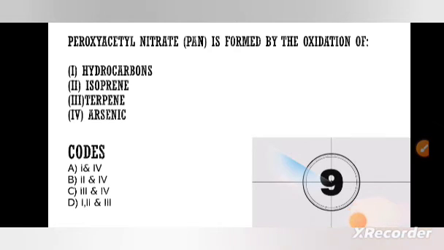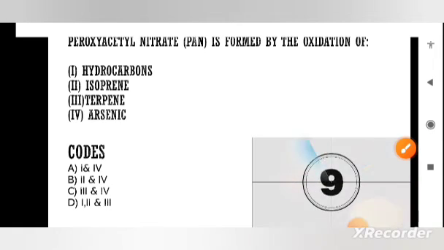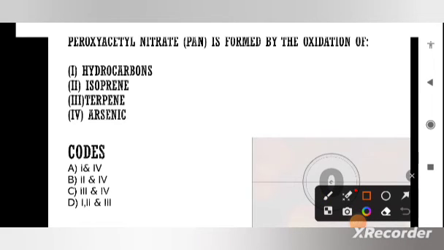Next question is, PAN is formed by the oxidation of which of the following? So here, as we know that peroxyacetyl nitrate is formed by the oxidation of volatile organic compounds and hydrocarbons. So here our correct option will be option D.